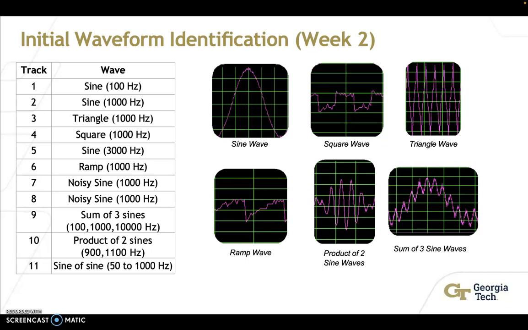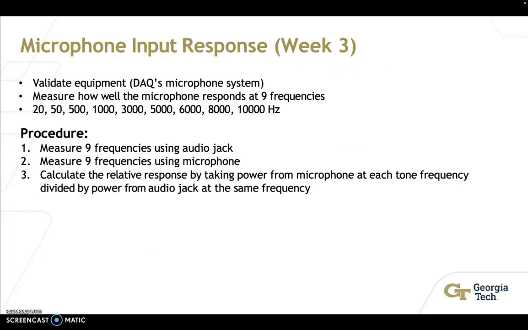The seventh and eighth audio tracks are both noisy sine waves at 1000 Hz. The ninth audio track is a sum of 3 sine waves at 100, 1000 and 10,000 Hz. The 10th audio track is a product of 2 sine waves at 900 and 1100 Hz. And the 11th is a sine wave with a varying frequency from 50 to 1000 Hz.